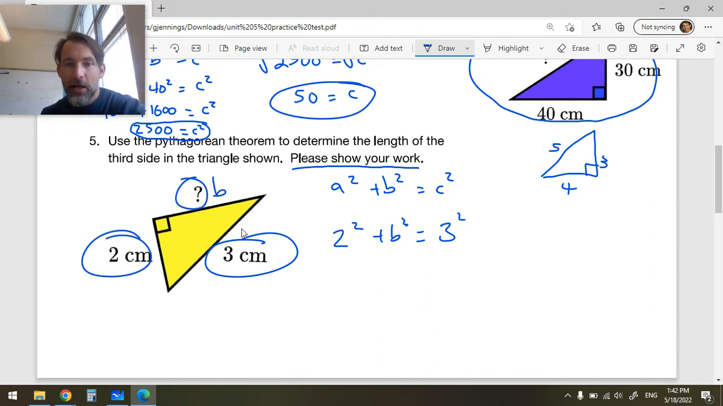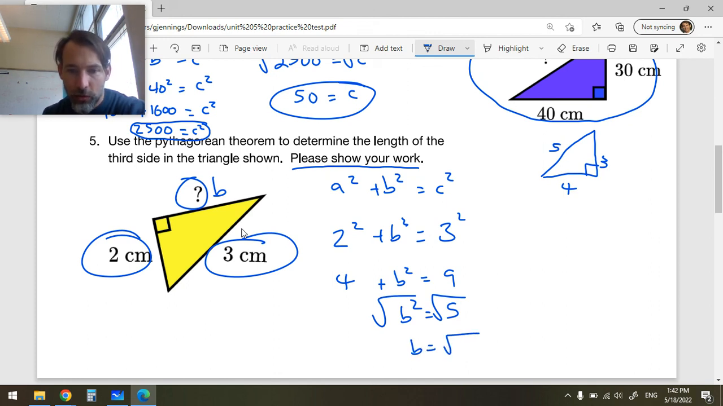Okay? And now 2 squared is 4, plus some number squared equals 9. Okay, subtract 4 from both sides. B squared equals 5. Take the square root of both sides. B is equal to the square root of 5. And it didn't tell me to approximate, so I would just say it's square root of 5 centimeters long.